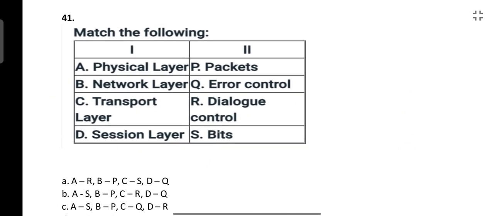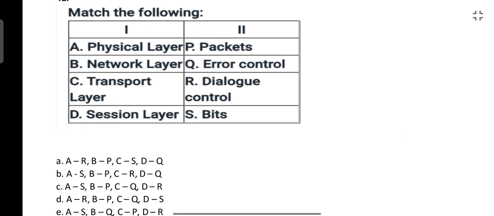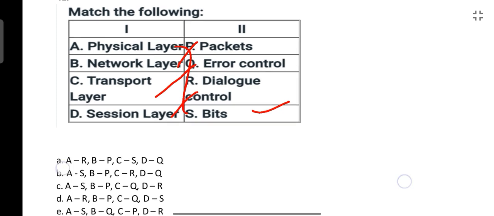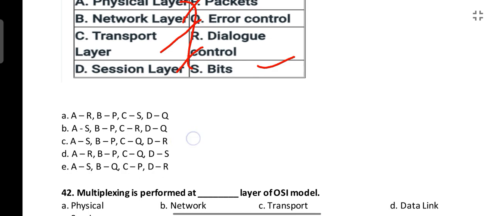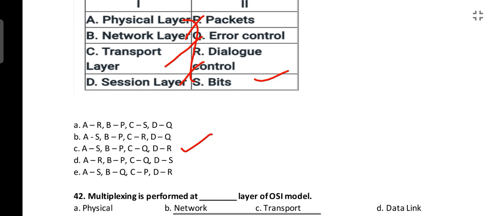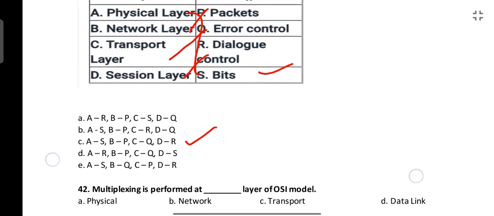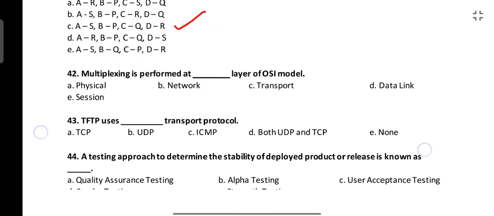Next is match the following. Okay. So first is the physical layer. The physical layer deals with bits. So A will go to S. Next is the network layer. The network layer deals with packets. Third is the transport layer. The transport layer deals with error control and flow control. And dialog control is the responsibility of the session layer. So the option will be A S, B P, C Q, D R. So the correct answer is A S, B P, C Q, D R, option C.